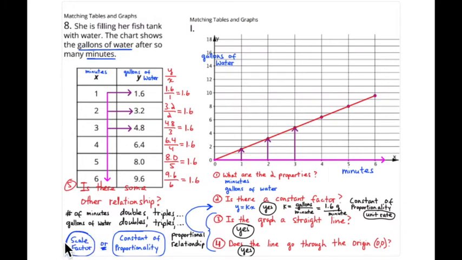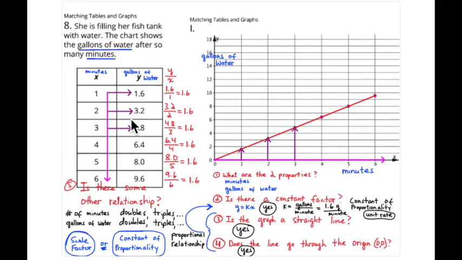So once again, that's using scale factors. You go down the columns, you're using a scale factor. So 5 times the minutes is 5 times the amount of water. 5 times 1 6/10 is 8.